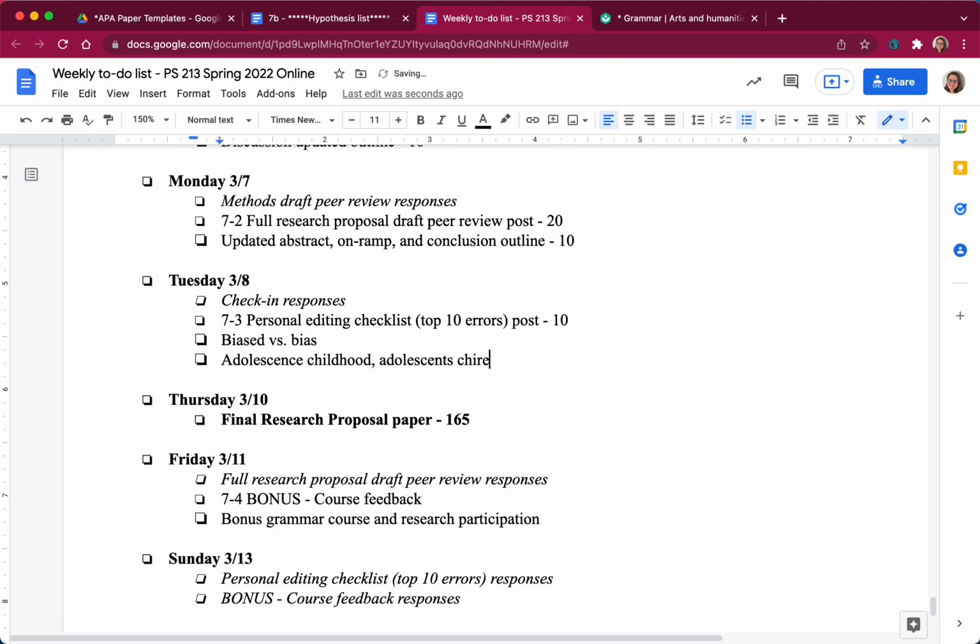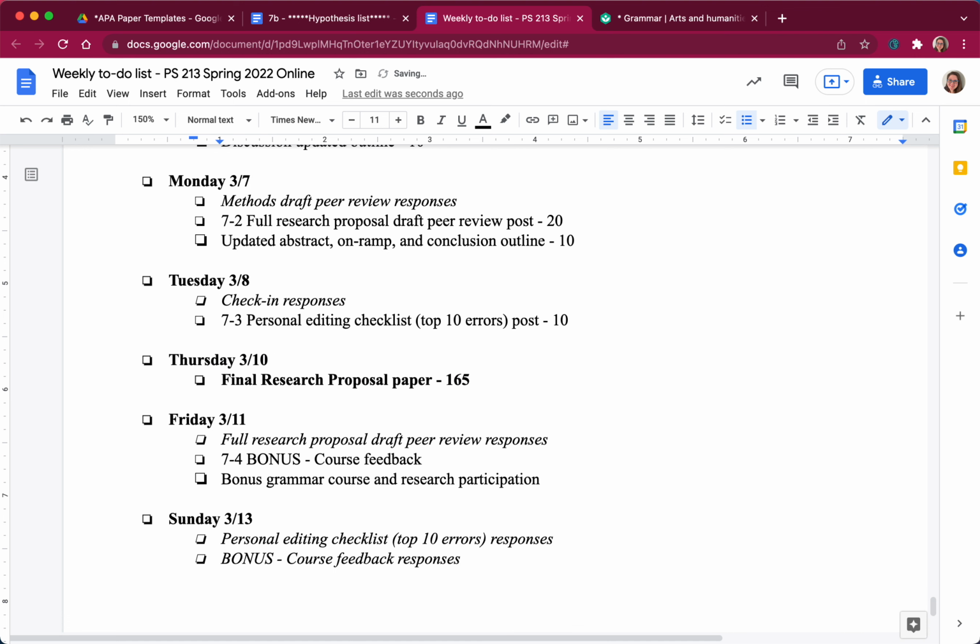Adolescence is plural, like children, and adolescence is possessive, like children's. So you can get that specific on your list. It could also be general things.